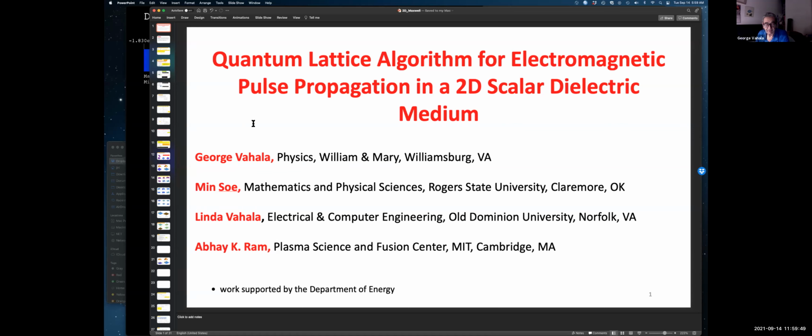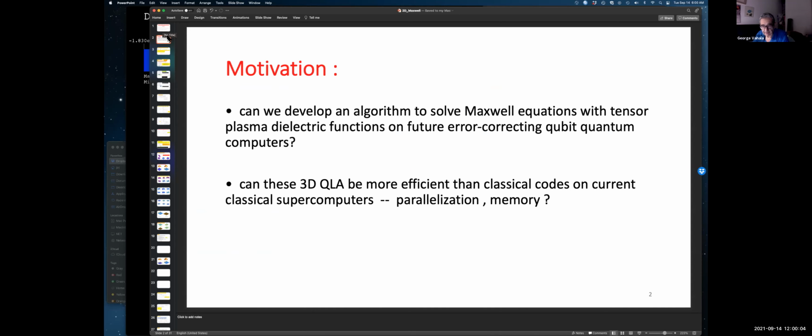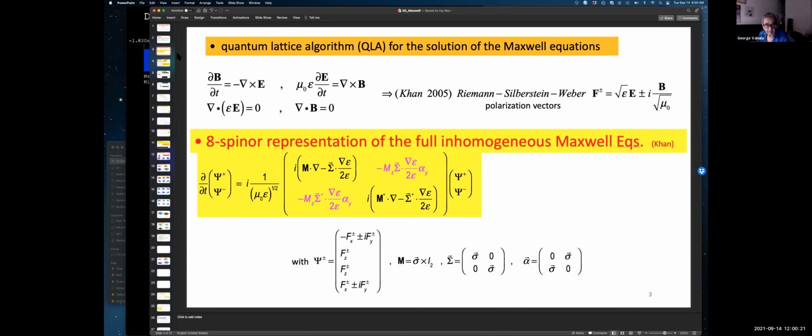Perfect. Sorry. Okay. So we're going to present work we're developing on a quantum lattice algorithm to solve Maxwell's equations and then applying it to plasma physics. The idea basically is, can this then be run on a quantum computer, eventually error correcting? And in the back of my mind also is that, will this quantum lattice algorithm be more efficient than the classical algorithms for solving Maxwell's equations? So here are our Maxwell's equations.